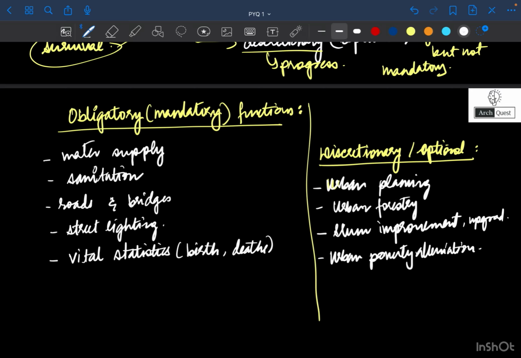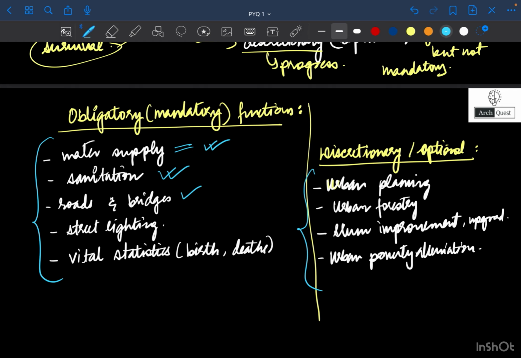So you see, all of these are optional. अगर ये नहीं भी हुआ तब भी a city would work. ठीक है? If we consider these, if there is no water supply in a city, will it work? It won't. It has to be there.